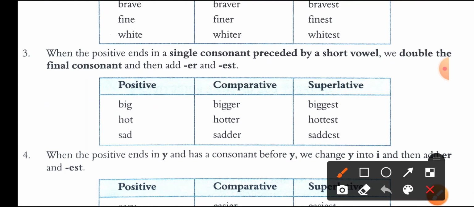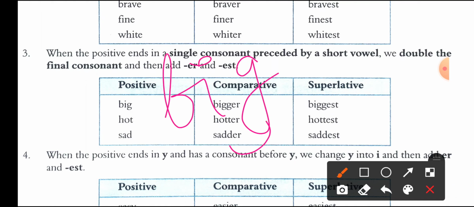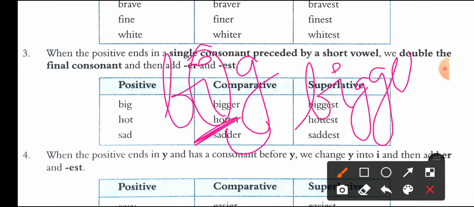This is very important, like the spelling of big, B-I-G, which we already discussed. The book says that when the positive ends in a single consonant preceded by a short vowel, we double the final consonant. In simple language, you have to check the second-last letter. If the second-last letter is a vowel, you just double the last letter: bigger. This is the rule.